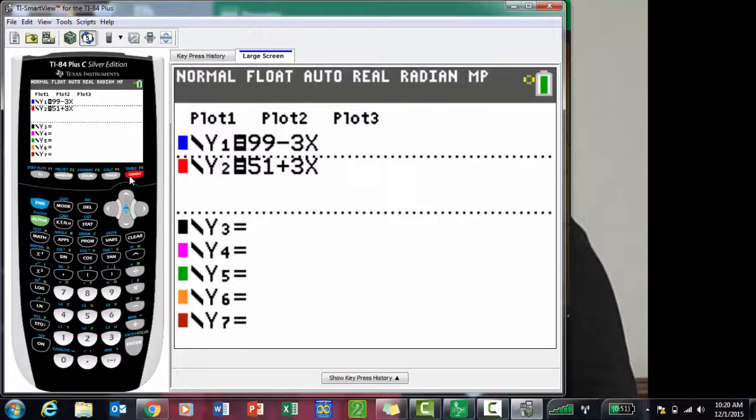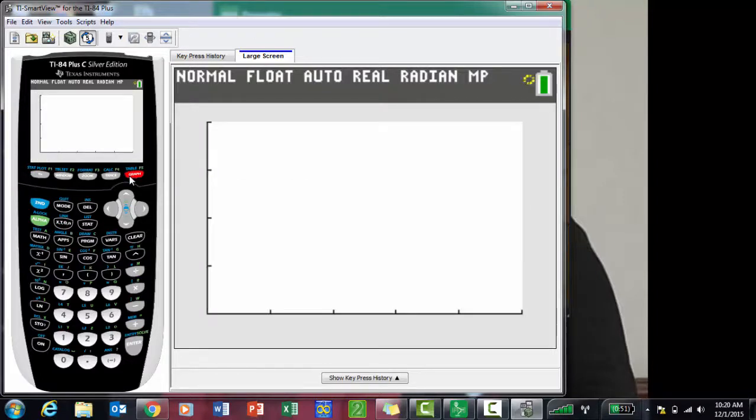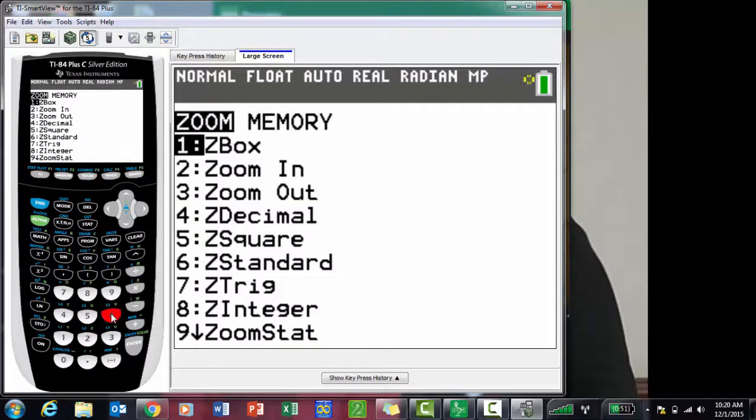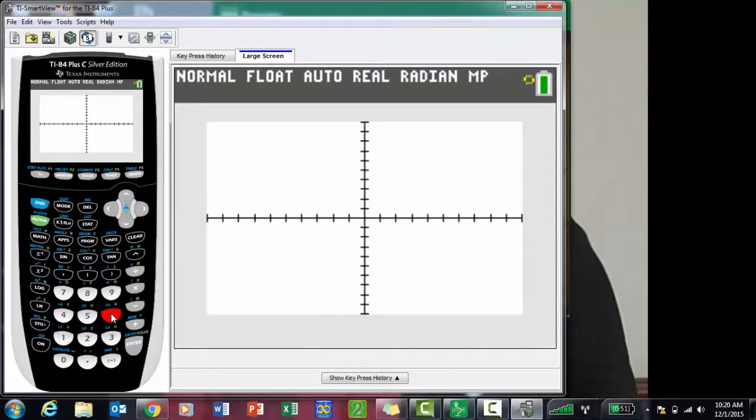We're going to try to find where the lines cross. Now I'm guessing my window doesn't look like yours. If we all want the same window, we can do zoom 6 to get a 10 by 10. Oops, zoom 6. The problem with that is we're talking about a y-intercept of 99 for the first equation and 51 for the second equation. So 10 by 10 isn't really going to help me.